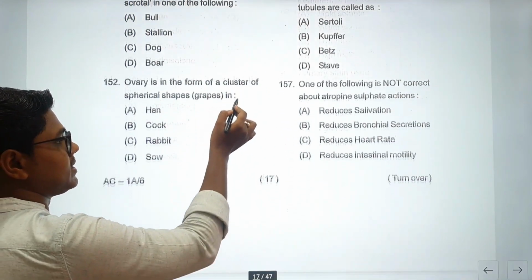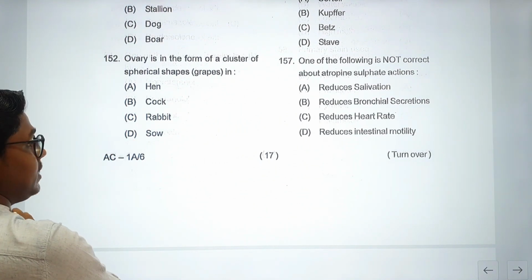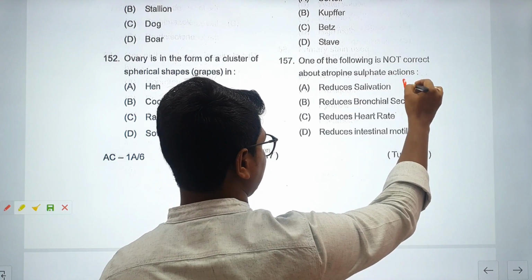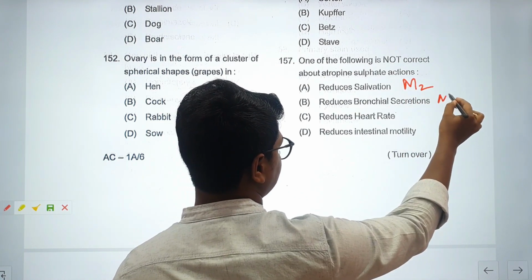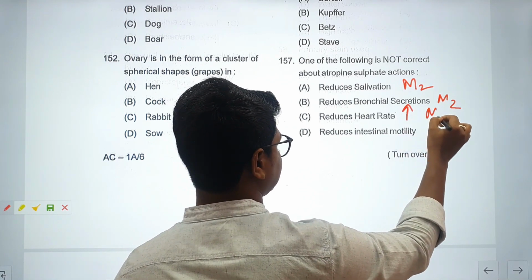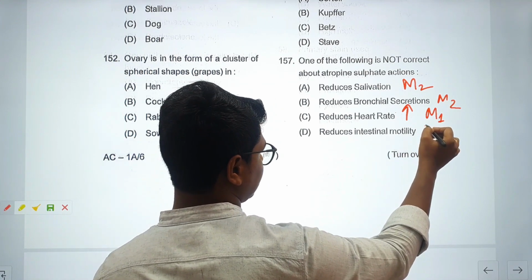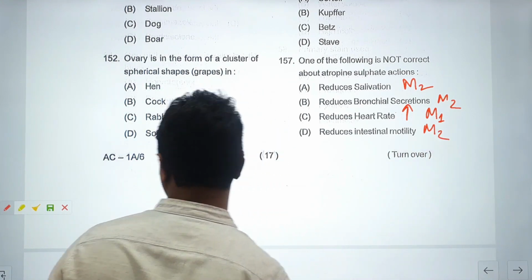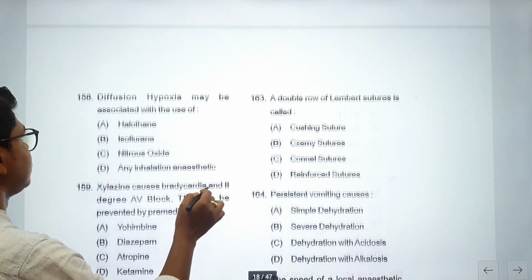Next question, 157. Which of the following is not correct about atropine sulfate? Reduces salivation, yes, this is M2 receptor mediated. Reduces bronchial secretion, same, M2 receptor mediated. Reduces heart rate, no, it increases heart rate. M1 receptor mediated, they cause tachycardia. Then reduces intestinal motility, this is M2 receptor mediated. I have already taught you in anticholinergics regarding atropine sulfate.